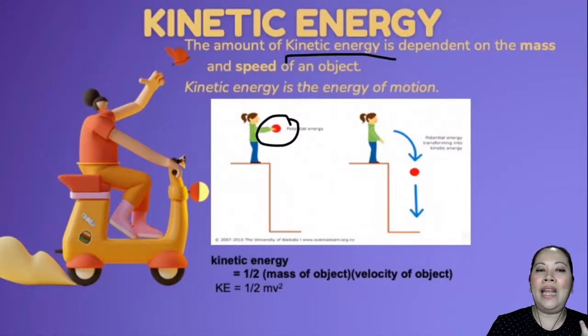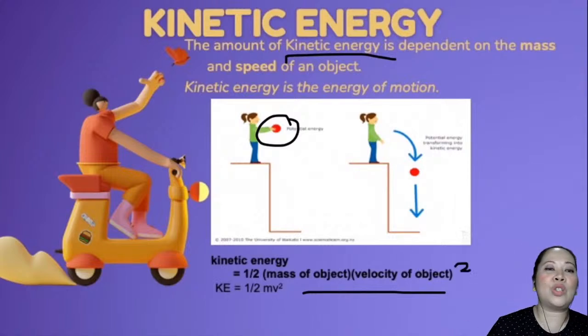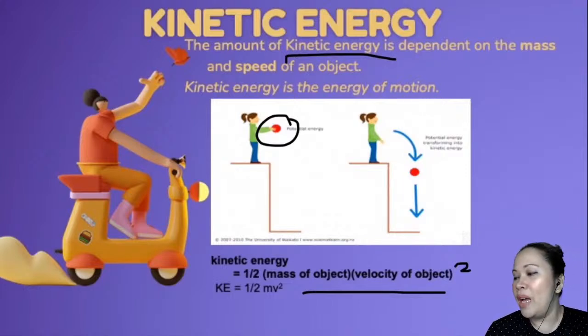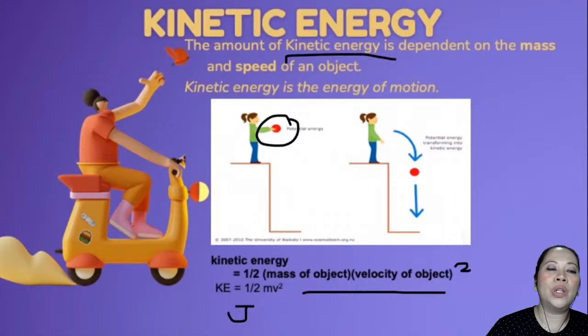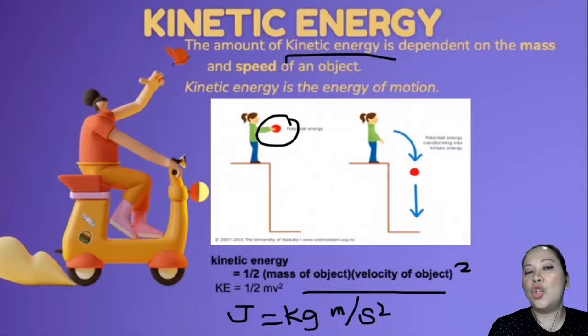Since the amount of kinetic energy is dependent on the speed and the mass, the formula for kinetic energy is the mass of the object times the velocity of the object squared. I forgot to square it. So KE is 1/2 mv squared. The SI unit for kinetic energy is the joule. A joule is equivalent to kilogram meter squared per second squared.